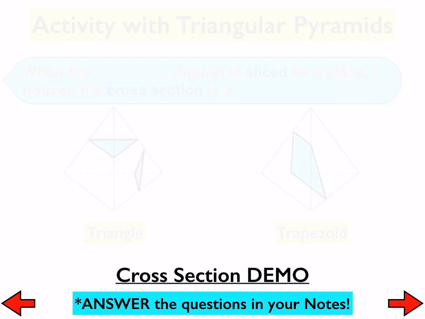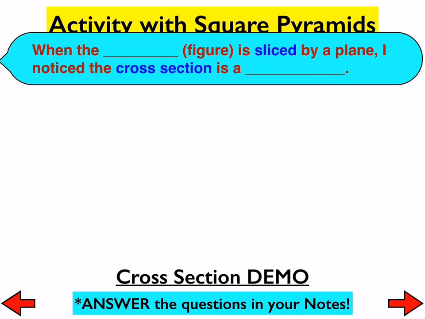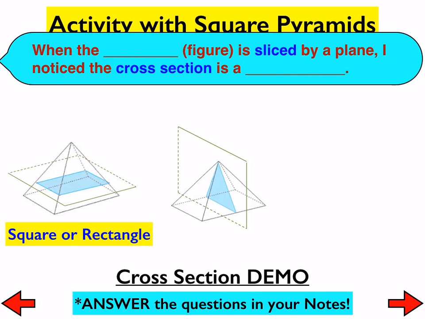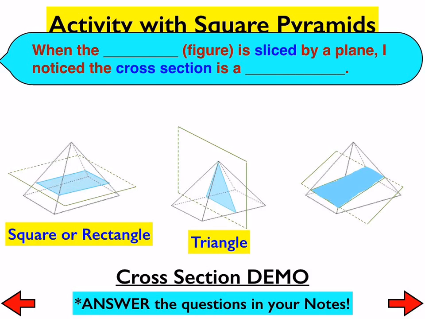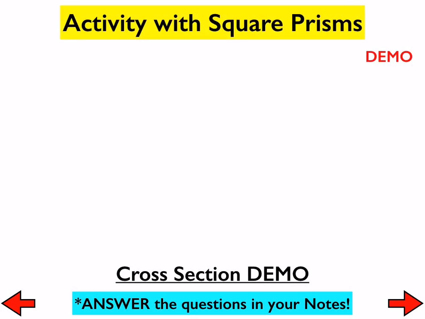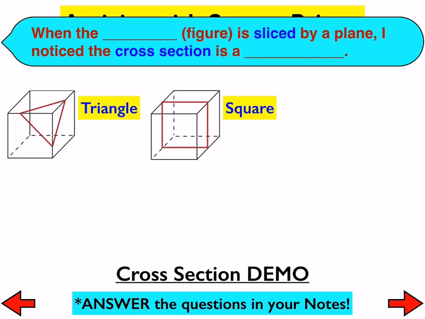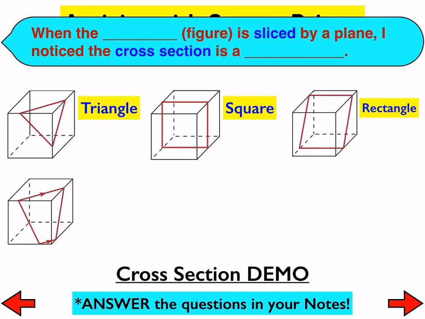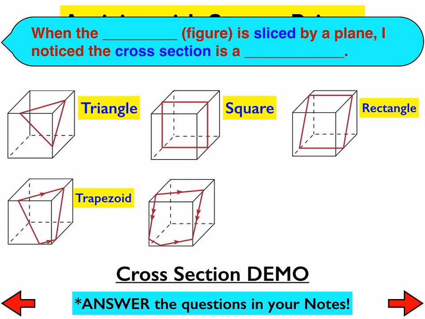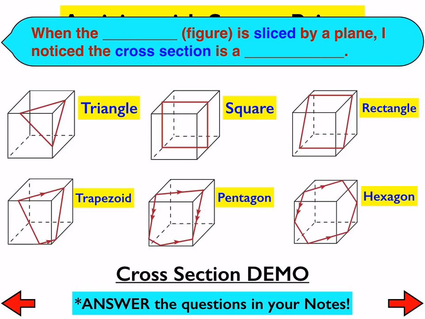Then you shifted to square pyramids, and then this is where you could start to get more shapes. You should have seen a square or a rectangle or both, a triangle, and then also a trapezoid, and probably a few other things in there that you could have found. But it was the last one where lots of things could happen. And you should have definitely seen a triangle, square, rectangle, trapezoid. Then we could start getting to shapes with more sides, like a pentagon or even like a hexagon.